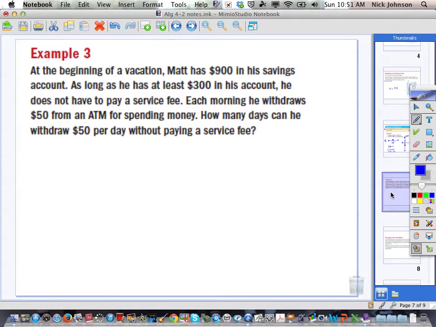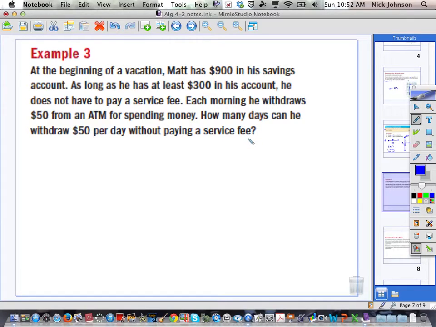Example 3 says, at the beginning of a vacation, Matt has $900 in his savings account. As long as he has at least $300 in his account, he does not have to pay a service fee. Each morning he withdraws $50 from an ATM for spending money. How many days can he withdraw $50 per day without paying a service fee?